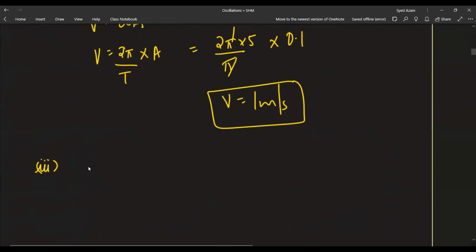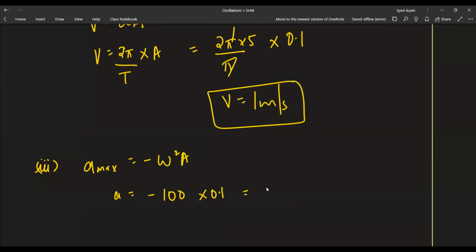Because it has said maximum speed and maximum acceleration, you can directly also use the formula like this: a max is equal to minus omega square a, because these are standard formulas. You can use it directly also. So minus omega square will be 100 and this is 0.1. So it will be minus 10 meter per second squared. So your maximum speed is 1 meter per second and maximum acceleration will be 10 meter per second squared.